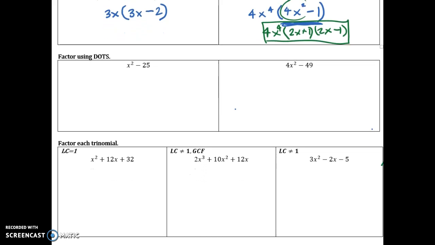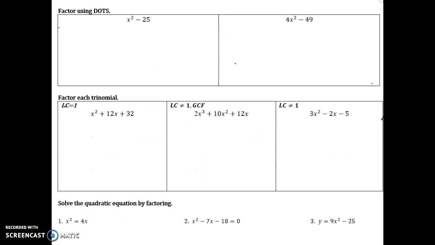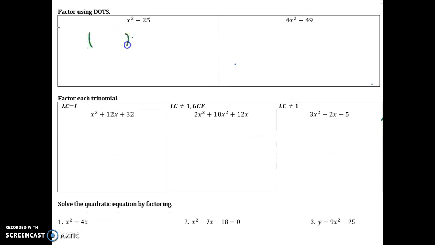So technically, this completely factored would be this. While we're talking about difference of two squares, let's do a couple more, just for an example. Whenever you see you have two numbers that are both perfect squares, you can factor by difference of squares.